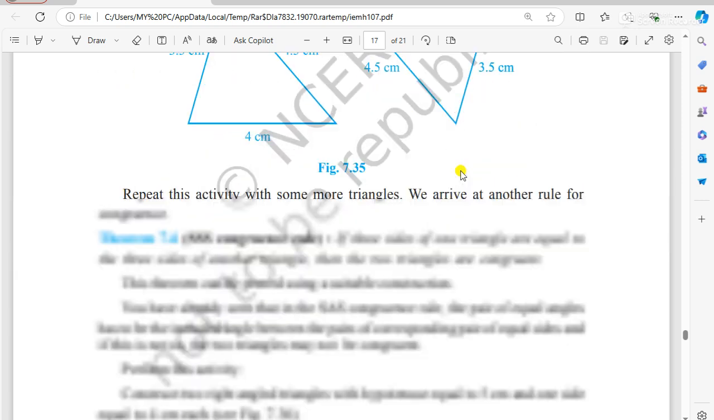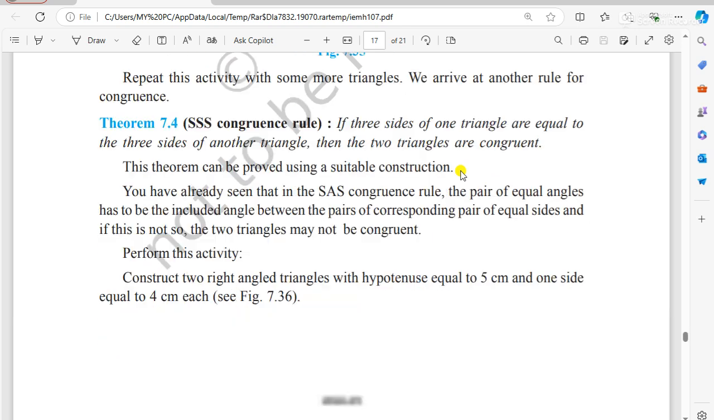You see here, there is another criterion. Now this is theorem 7.4, the side congruence rule. If three sides of one triangle are equal to the three sides of another triangle, then the two triangles are congruent. What is the meaning of this?